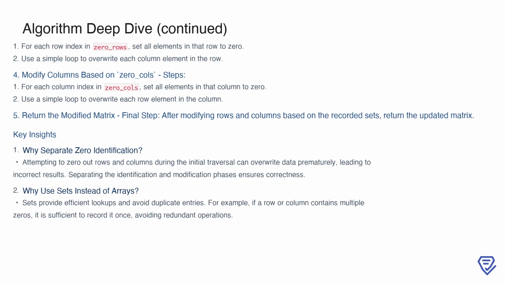Similarly, for columns, we perform the same operation using the indices stored in the zero_cols set, zeroing out all elements in the corresponding columns. By separating the zeroing process into distinct phases for rows and columns, we ensure that the original structure of the matrix remains intact during the modification process. After completing these operations, the matrix is fully updated, and we can return the modified result.